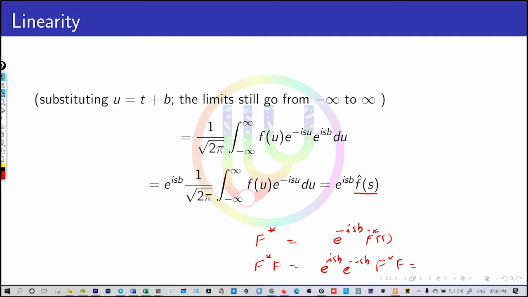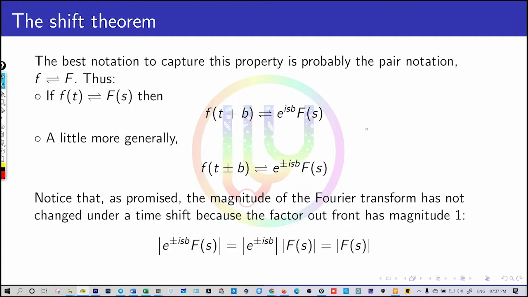Here, the shifted Fourier transform star into the shifted Fourier transform is equal to... so these two cancel. This is nothing but mod F squared. So mod F shifted squared is equal to mod F not shifted squared. That means shifting the origin does not change the magnitude of the Fourier transform. So this is an important application, and that's what is written here.